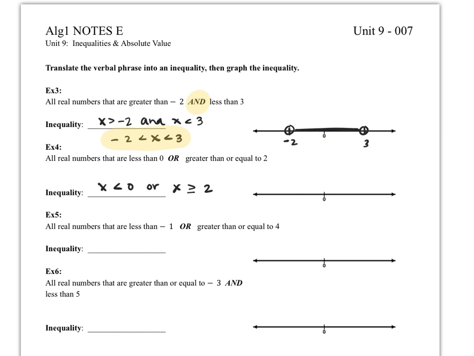And so when I graph this, I would start at 0 with an open circle. My arrow would go to the left because that's x being less than 0. Or x is also allowed to be greater than or equal to 2. So I'd start at 2 with a closed circle, and my arrow would go to the right. So in my AND inequality, I can only pick numbers that are within this overlapping region. For my OR inequality, x could be either of those numbers that the arrows are pointing to.